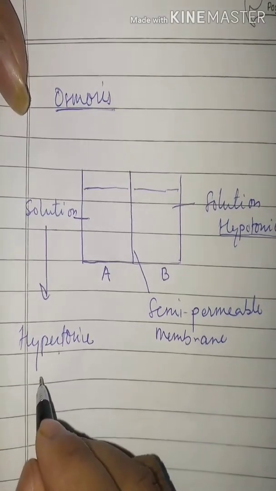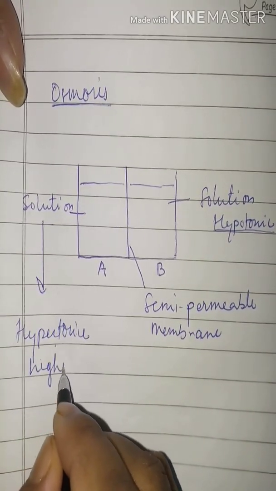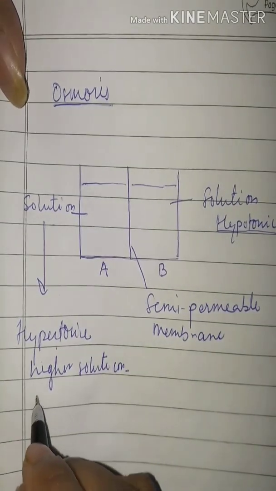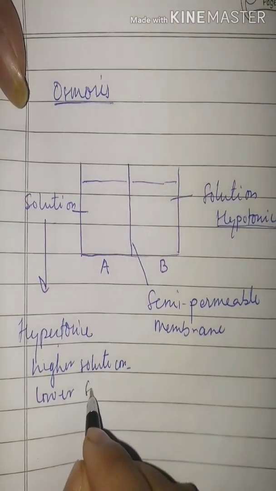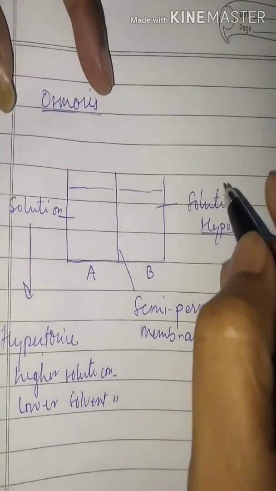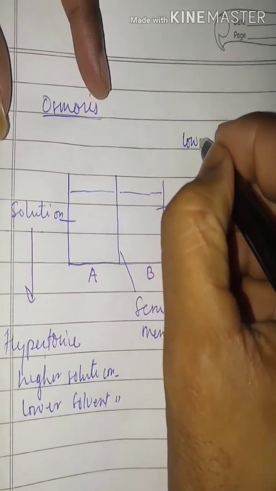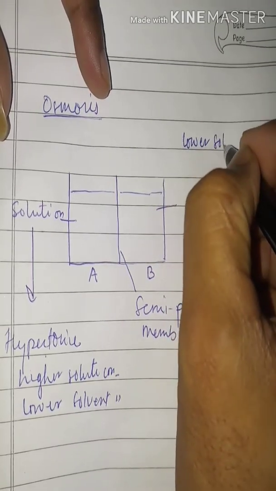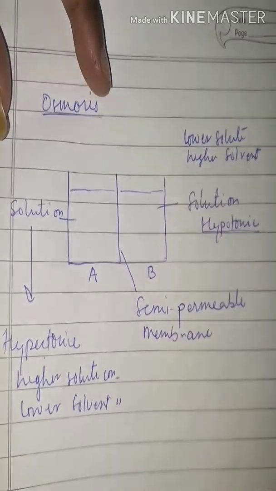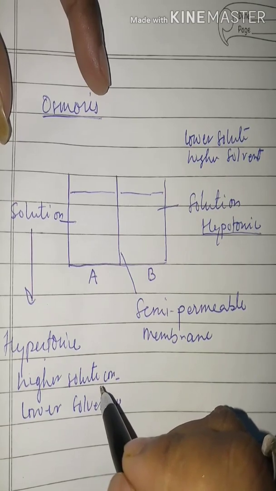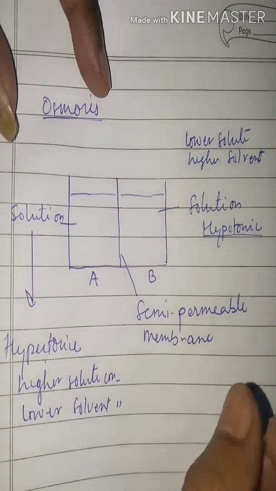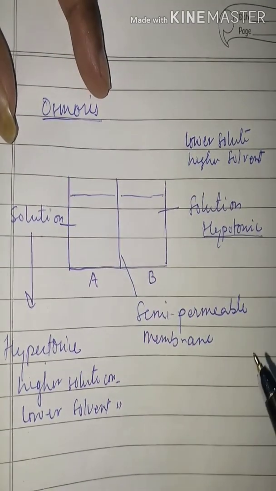Hypertonic means higher solute concentration, lower solvent concentration. Here in hypotonic solution, lower solute concentration and higher solvent concentration. Solvent is water and the solutes are some minerals or ions that are dissolved in that solution. Clear?